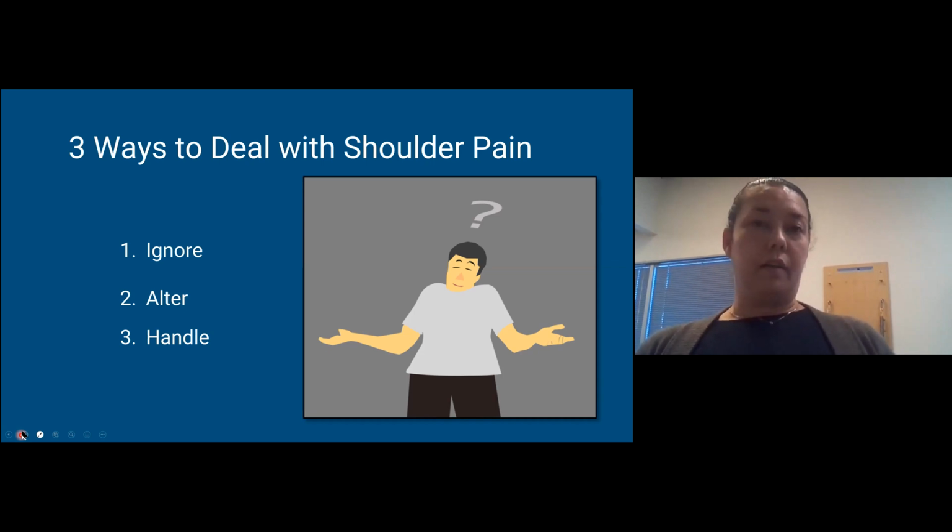So the third and best way to deal with pain is to handle it. You address the pain head on, seek out treatment. So you find out what is causing our shoulder pain.